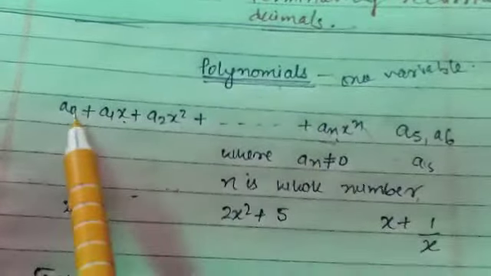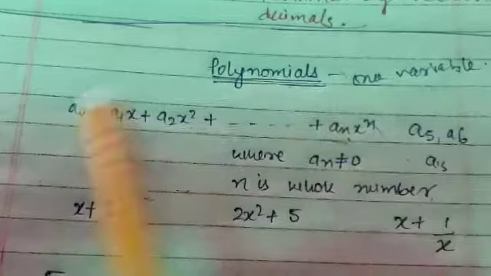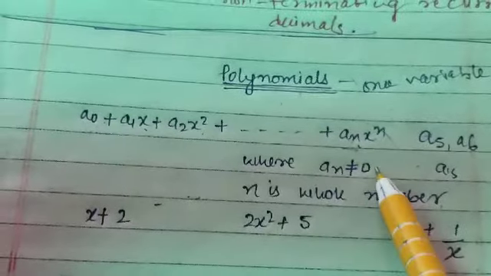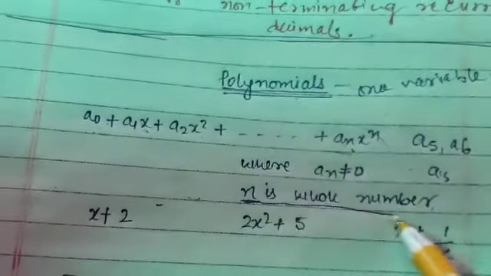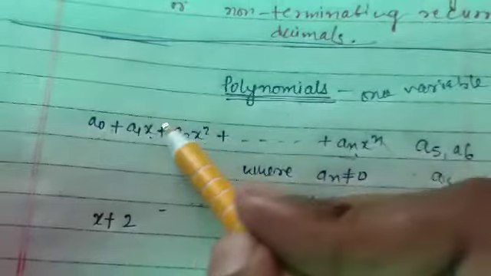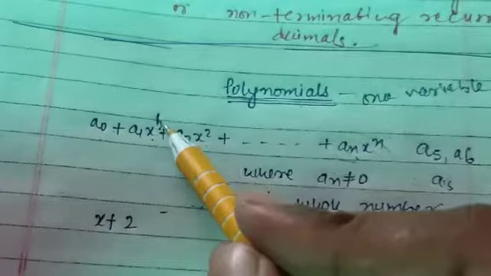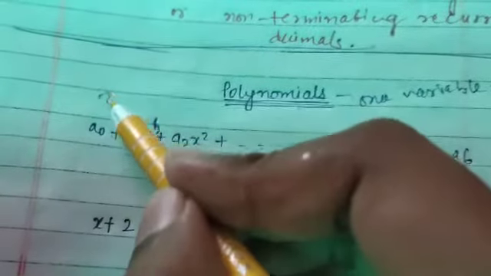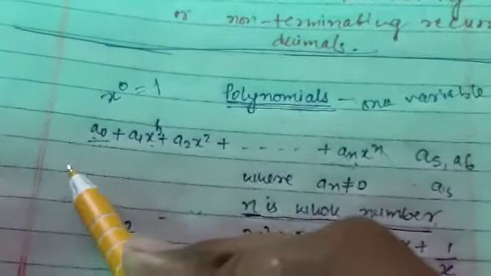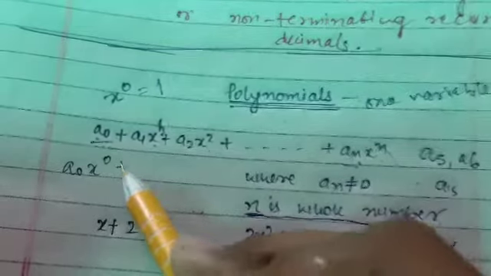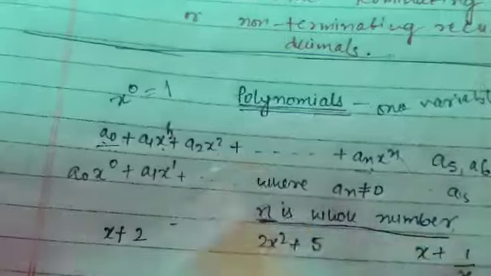So once again the definition is: a naught plus a1x plus a2x square plus dot dot dot an x power n is known as polynomial, where an is not equal to 0, n is a whole number. This is a very important thing. Here no power is written, which means you can write 1. And yesterday we discussed x power 0 is equal to 1. So here we can write a naught x power 0 plus a1 x power 1 and so on.